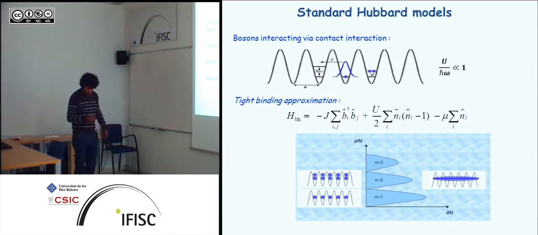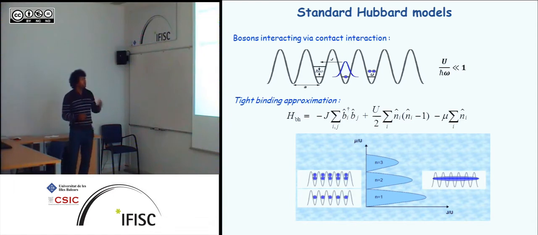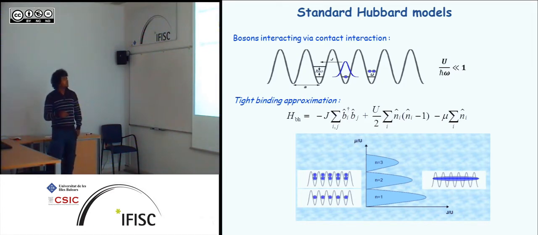So first, what are these Hubbard models? What we will say in the context of ultracold atoms or molecules. So we have some laser potential, and then we trap these atoms in this laser potential.